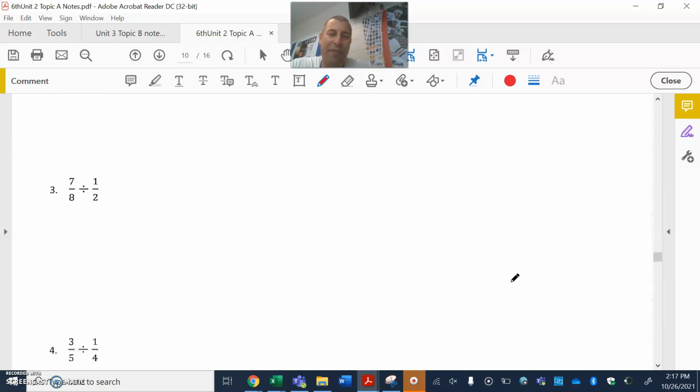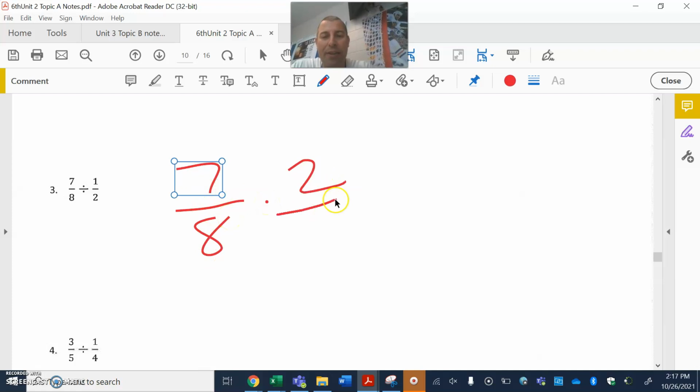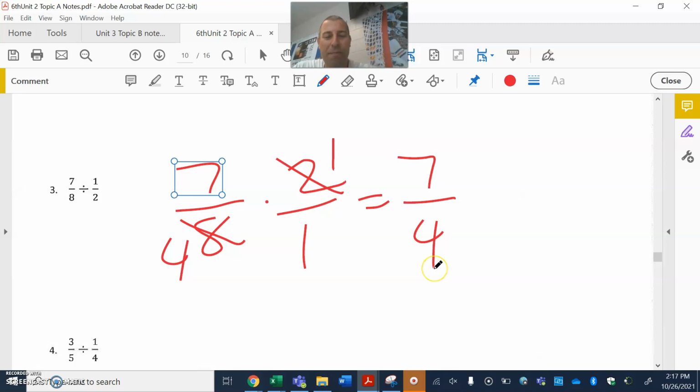7/8 divided by 1/2. Remember, we leave the first fraction alone and multiply by the reciprocal. Check the diagonals. I see cross division. We can divide them both by 2, so 2 divided by 2, 8 divided by 2. Let's multiply across. Hello 7, hello 4. Then let's simplify. I can take one group out. There are 3 pieces left over, and I was trying to put them in groups of 4. And there we have it.